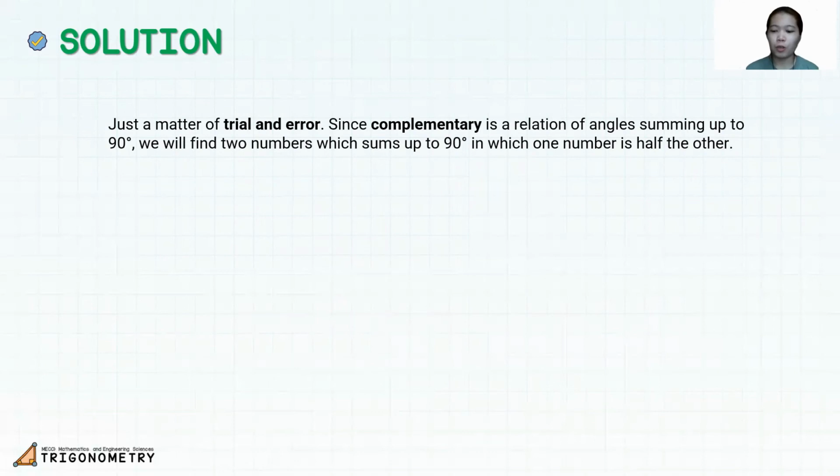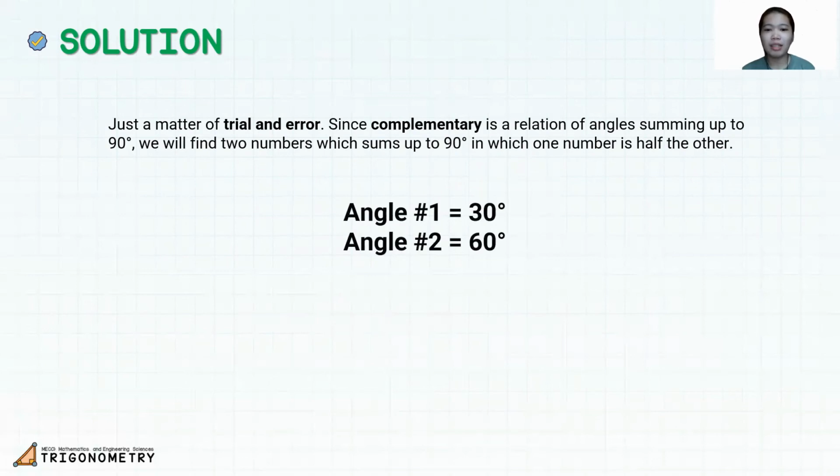We immediately think of the two numbers 30 degrees and 60 degrees. These numbers have a total of 90 degrees, and one of the numbers is half the other. So half of 60 is 30. What is asked in the question is the smaller number. So our answer is 30 degrees.